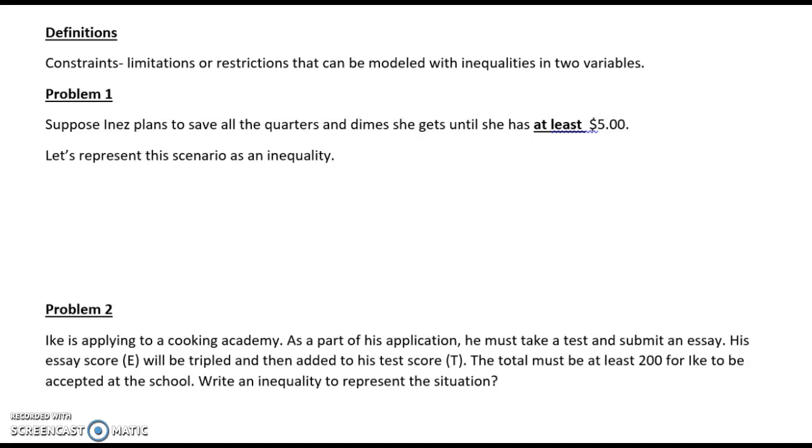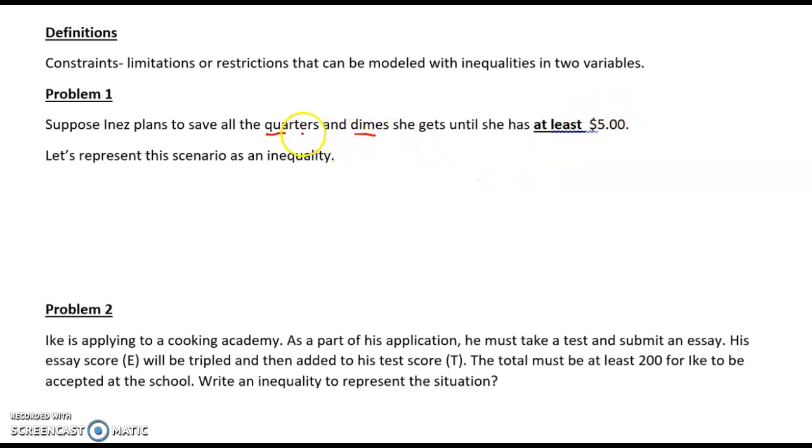So in problem one, suppose Inez plans to save all the quarters and dimes she gets until she has at least $5. Okay, so there is that constraint there, at least. So we're going to represent this scenario as an inequality. So I've got two things I'm talking about here. I'm talking about quarters and dimes, and I'm talking about at least $5. So I have to put this as a monetary value.